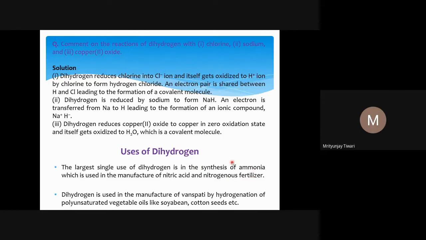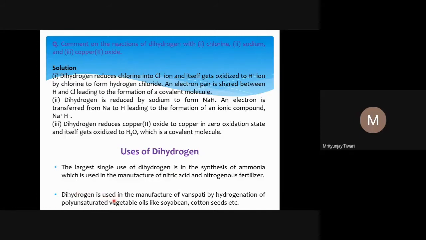And ammonia, we know, is required for the synthesis of fertilizers, particularly urea. Nowadays the synthesis of urea depends on the synthesis of ammonia. And other than that, we also use nitric acid as a chemical in very many reactions, even in metallurgical processes sometimes.